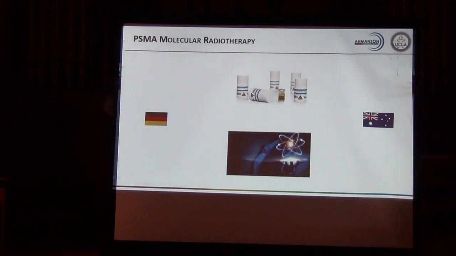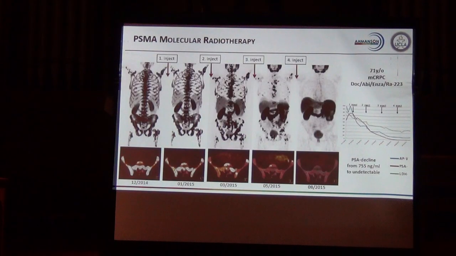Let's talk now about treatments: molecular radiotherapy, radionuclear therapy, radioligand therapy. These drugs that target PSMA with molecular radionuclide agents have been used so far mainly in Germany and in Australia. From this data, there is a lot of hype around it, a lot of hope, because it has shown very promising results.